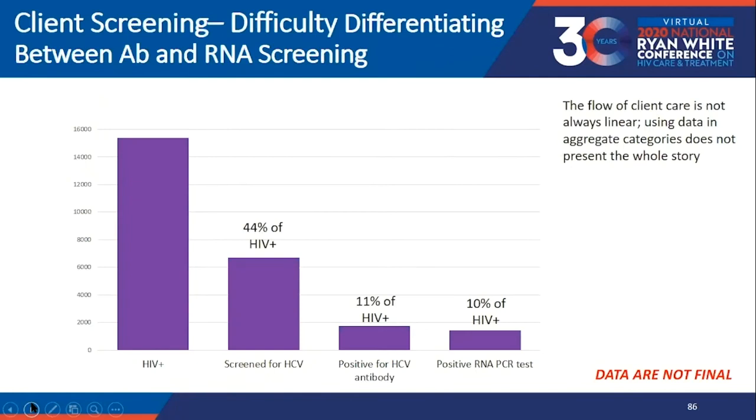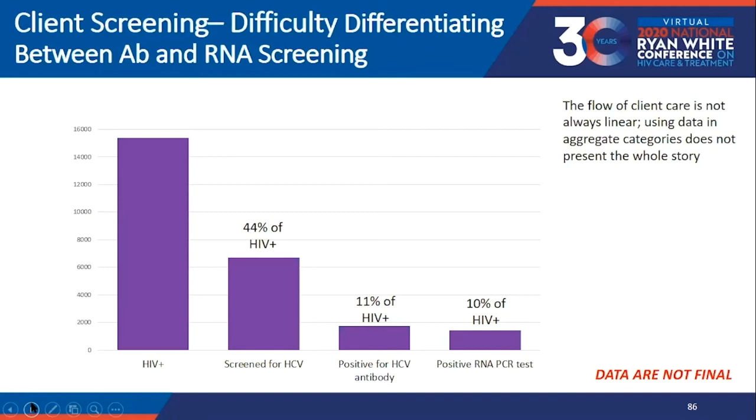Next slide. So when we first looked at screening defined as antibody, the numbers looked quite low, but this was because in many jurisdictions, PCR testing was a fairly significant aspect of screening during the project implementation period. And this happened for a few reasons. In some jurisdictions, clients got rapid antibody tests, and those were typically not reported to the jurisdiction compared to antibody tests that are done in laboratories.